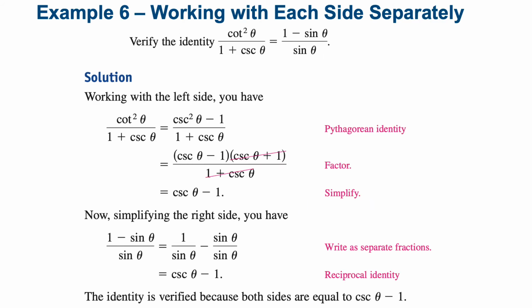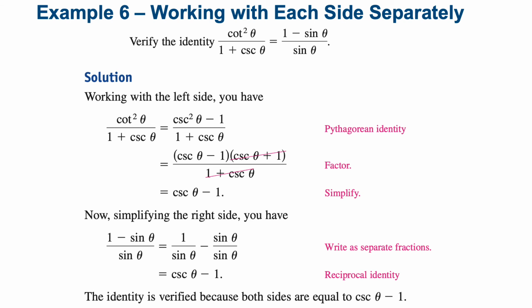Okay, example 6. Let's do another one. This is an example of verifying by working with each side separately. Let's say we have cotangent squared of theta over 1 plus cosecant theta on the left-hand side, and on the right-hand side, we have 1 minus sine of theta over sine of theta. Okay, fine. So let's start with the left side: cotangent squared theta over 1 plus cosecant.